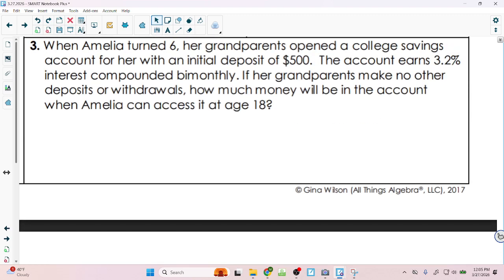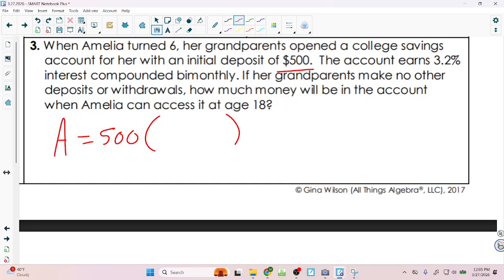Life. So Amelia turned 6. Her grandparents opened a college savings account for her. So the amount in that account is 500 times something. So there's the amount that was in there. It's going to be 1 plus whatever. Sometimes I like to do that out. But because it's 3.2%, I would assume that when they say 3.2% interest, they mean that annually. So that rate is not the bi-monthly rate. You see what I'm saying? We have to assume the rates are annual unless they say something different.